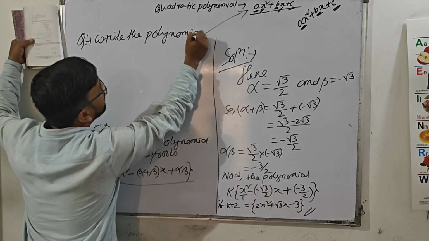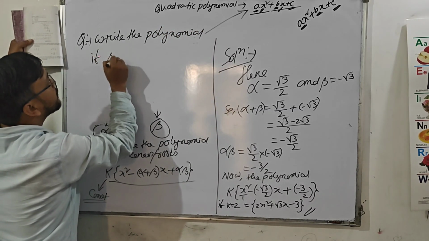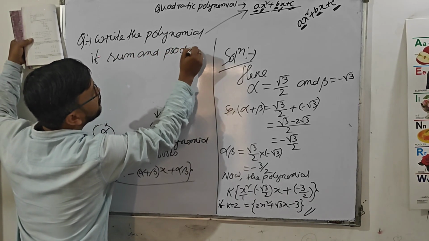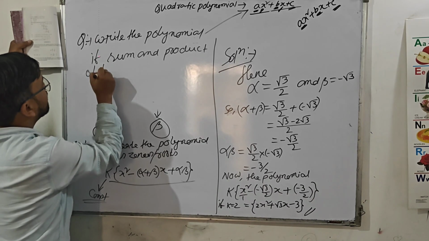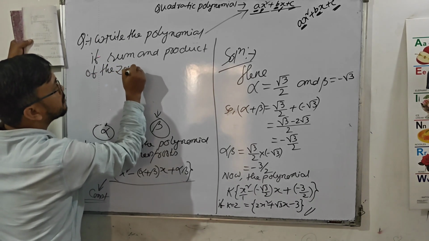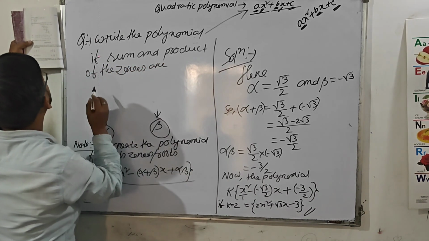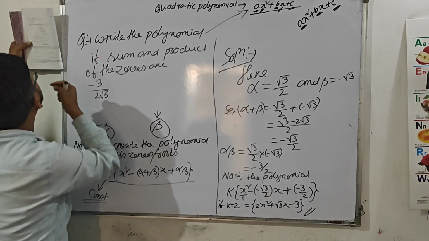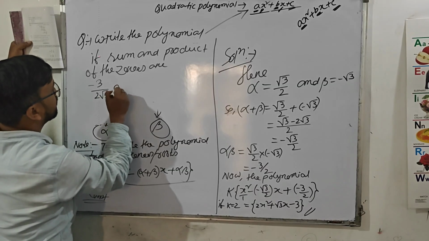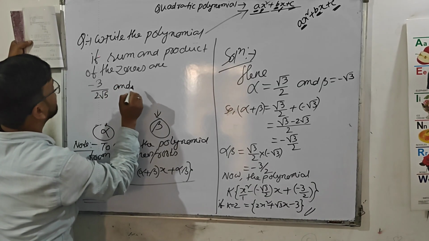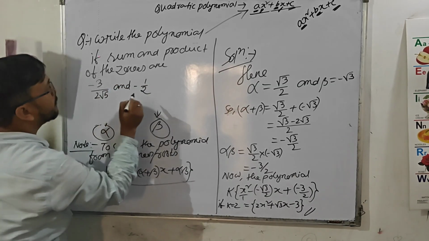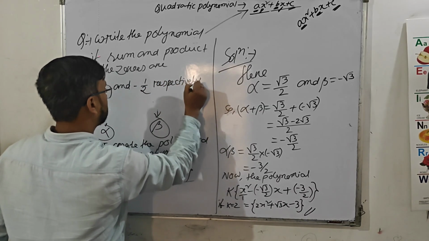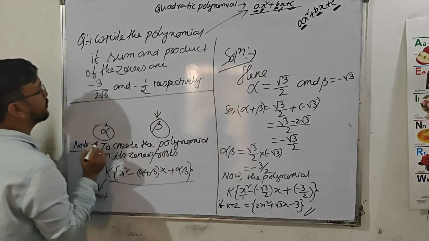Write the polynomial if the sum and product of the zeros are 3 by 2 root 5 and minus 1 by 2 respectively. This is a new question.